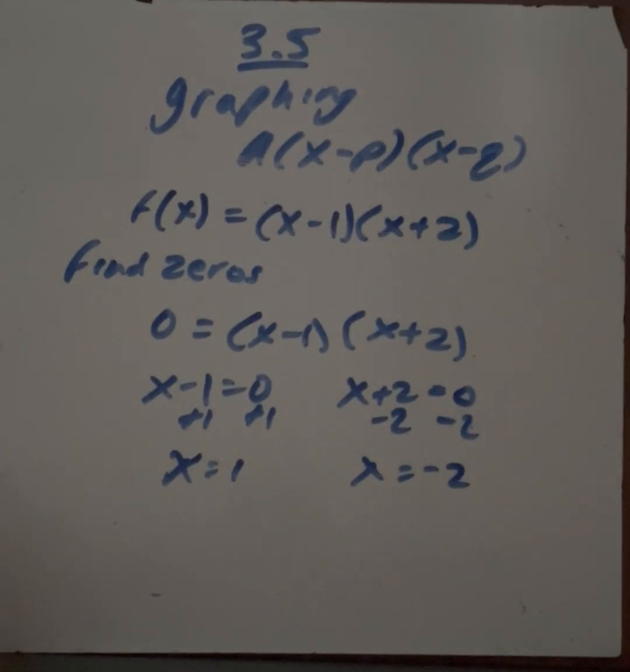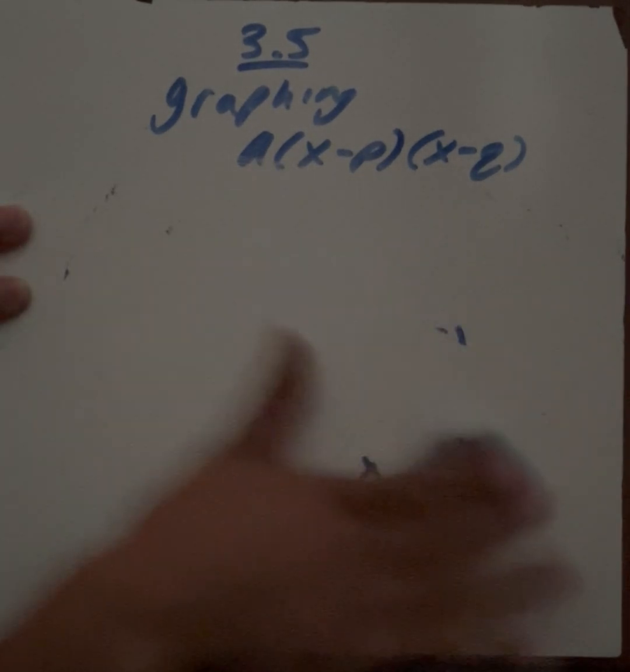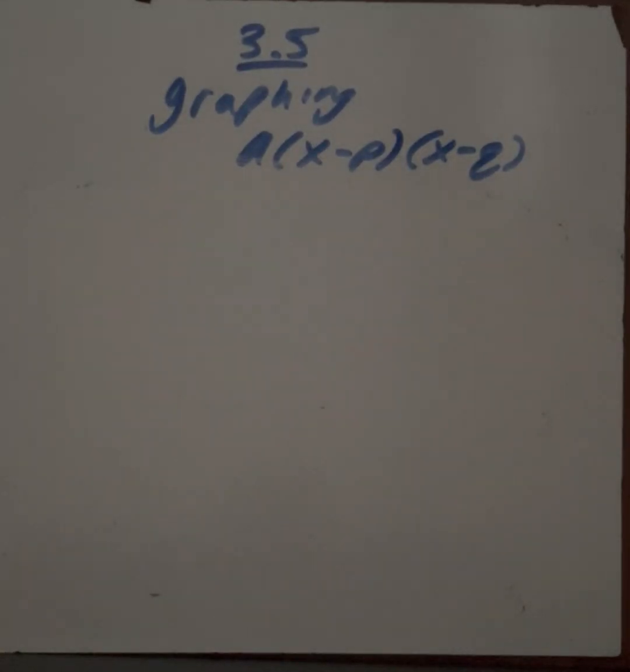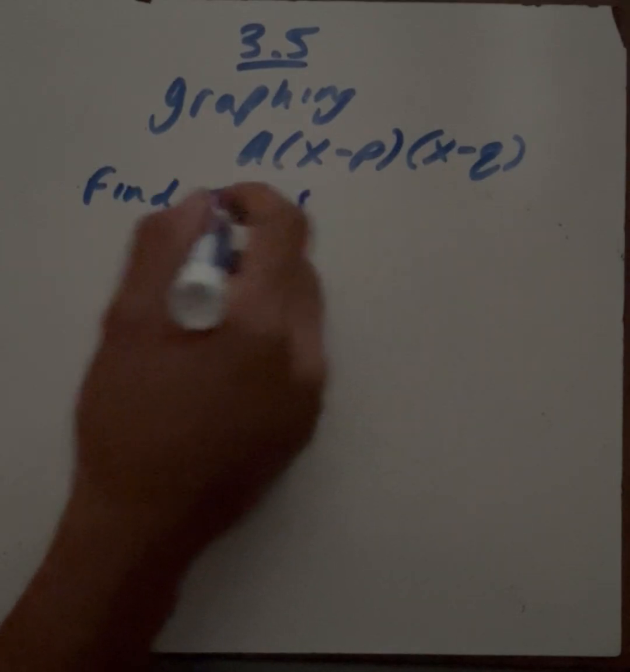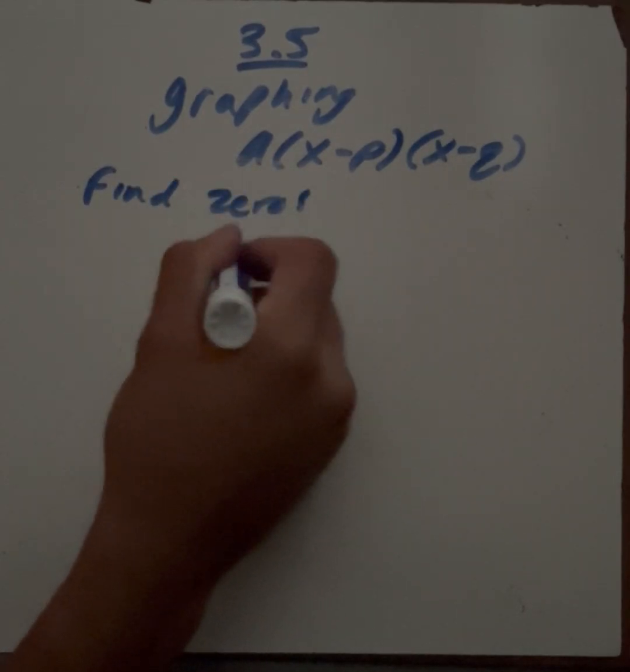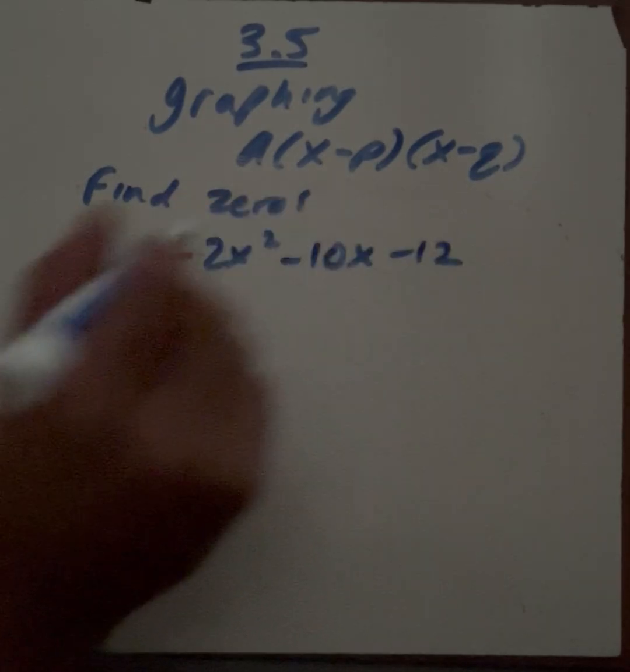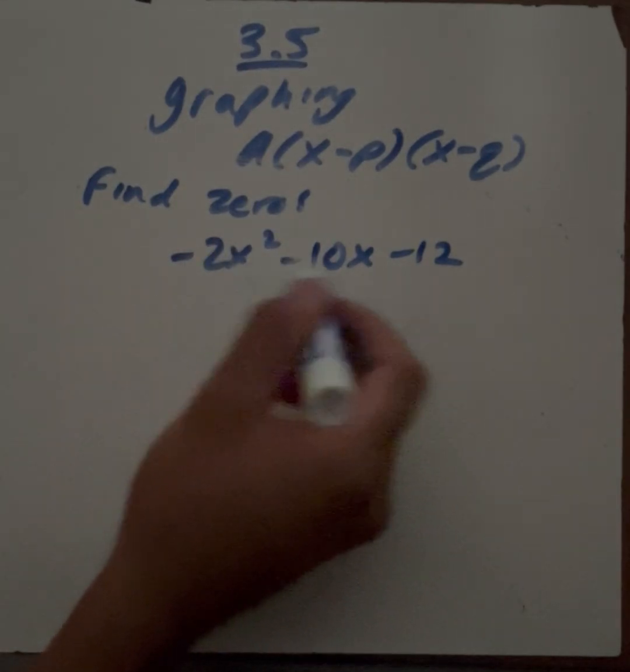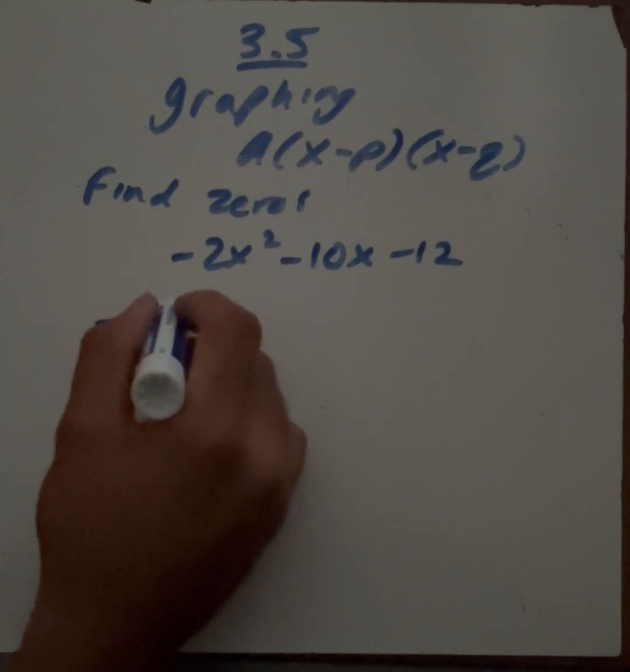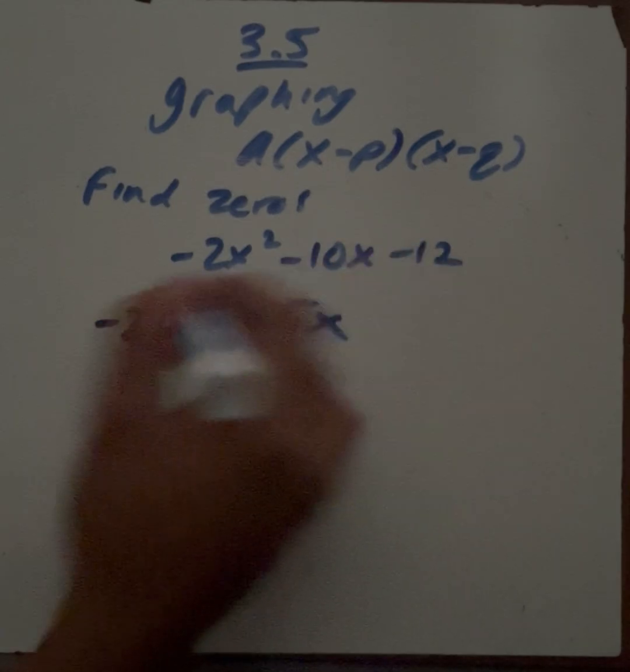Now let's go a little bit further with it. If the question tells us to find the zeros of a function like negative 2x squared minus 10x minus 12, we know that they all have a negative 2 in common, so we'll pull that out. When we do that, we're left with x squared. Negative 10 divided by negative 2 is plus 5x, and negative 12 divided by negative 2 is plus 6.